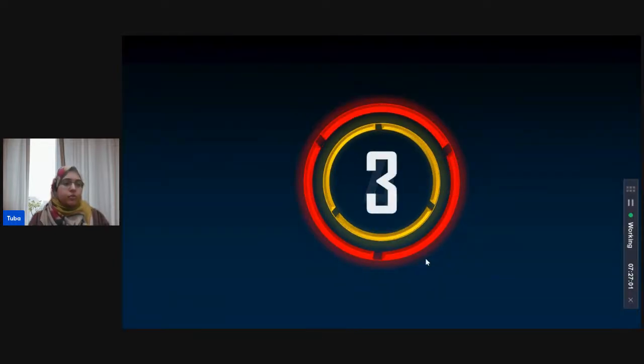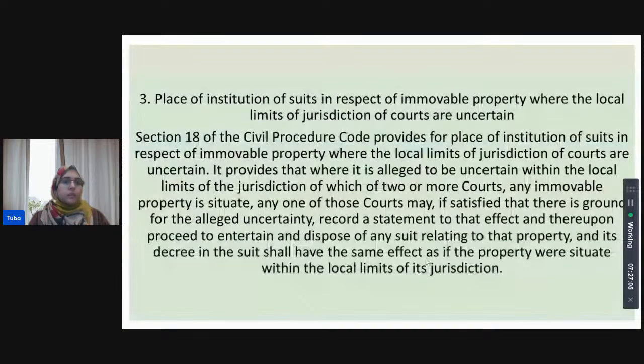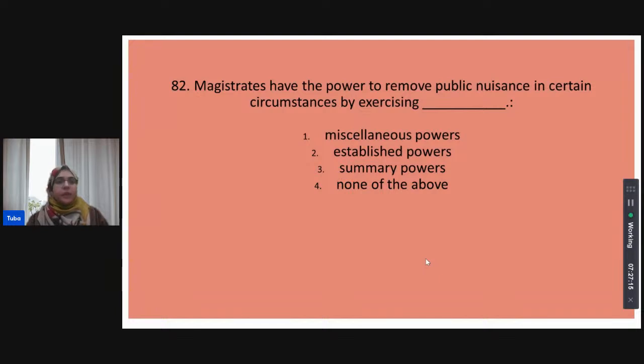All right, Yash, what do you think? Atidivya and Shakteja are correct. It deals with situations where the limits of jurisdictions of courts are uncertain. Section 18 provides for clarification on that point.